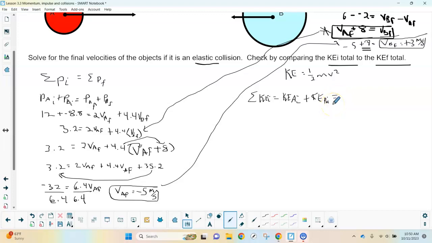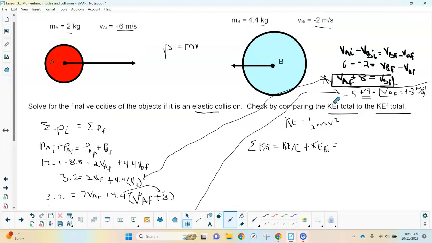Let's go ahead and just do that math on my calculator. It'd be 1/2 times the mass of A, which is 2, times 6 squared. That's going to be 36 for that first term. And then for the second term, it's 0.5 times 4.4 times negative 2 squared. That's going to get you 8.8. If we add those together, 36 plus 8.8, you get 44.8. Hopefully we will get 44.8 for the final total kinetic energy.